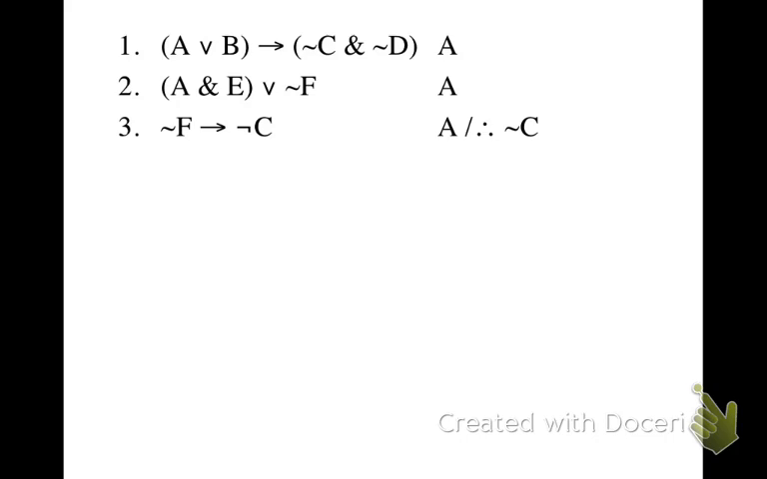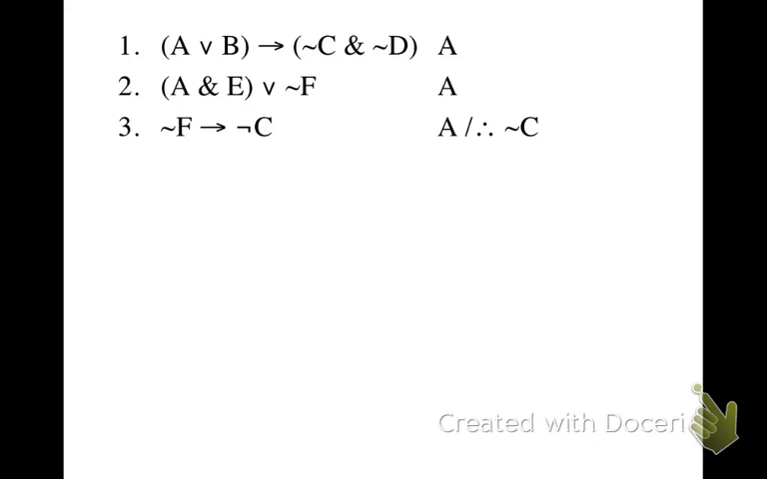So suppose we have the argument: if A or B, then not C and not D. We also have the premise A and E or not F. And then we have the premise not F, if not F, then not C. And we want the conclusion not C.